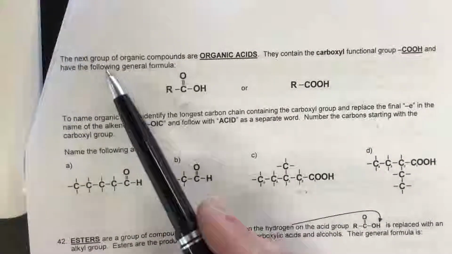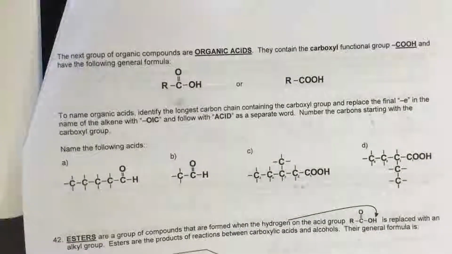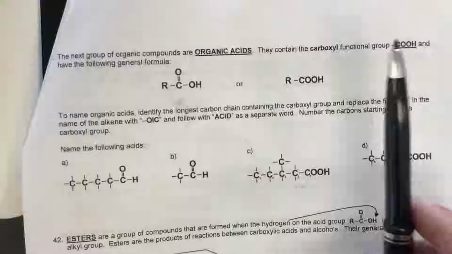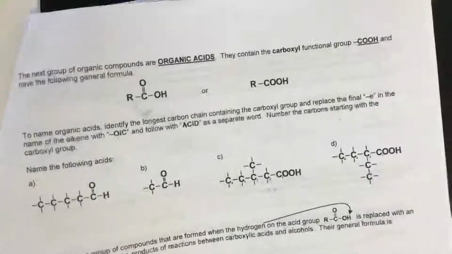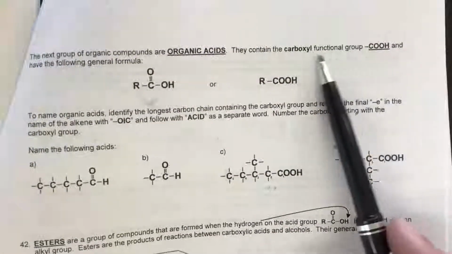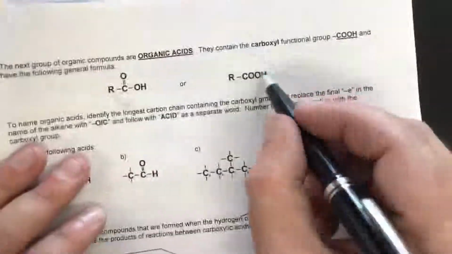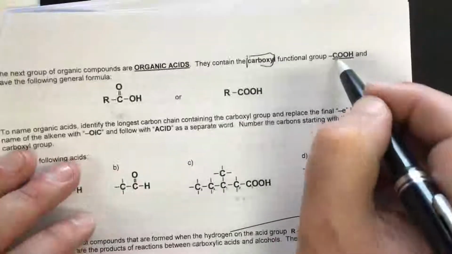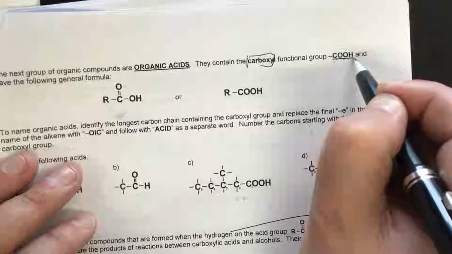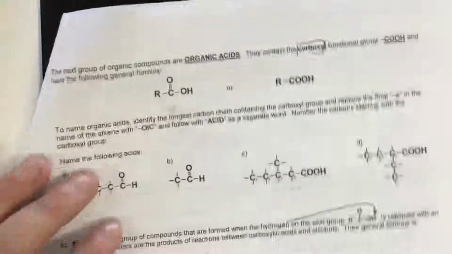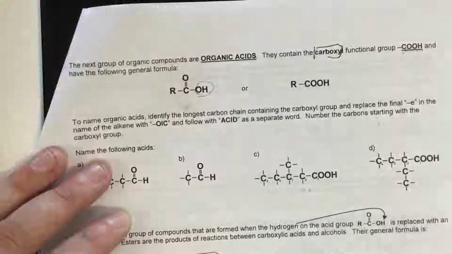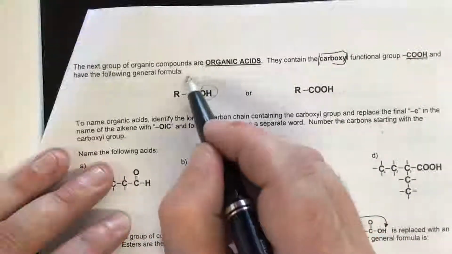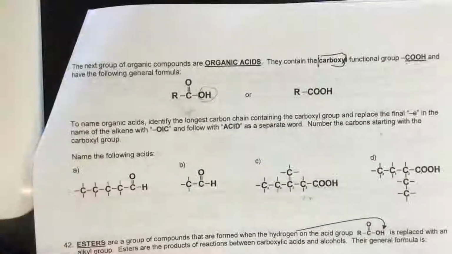So the next group of organic compounds are the organic acids. They contain a carboxyl functional group, which is this carboxyl group, considered COOH, and has the following formula. You notice that a carboxyl group has a hydroxyl with it. It's like an alcohol, but then it also has this double bonded oxygen.